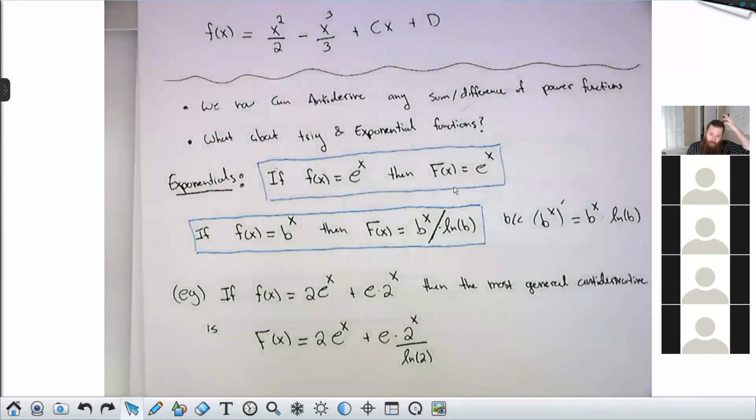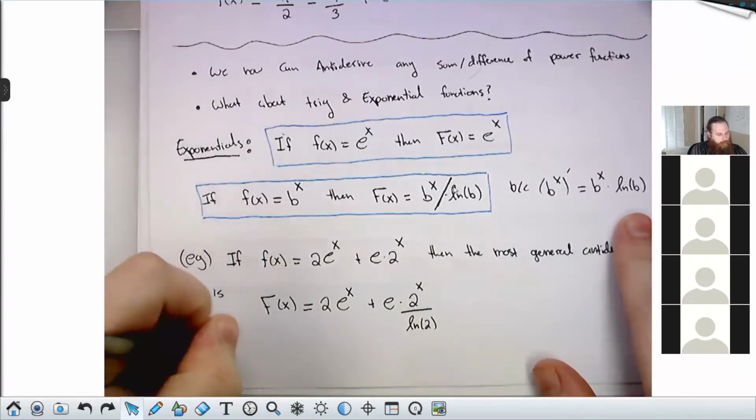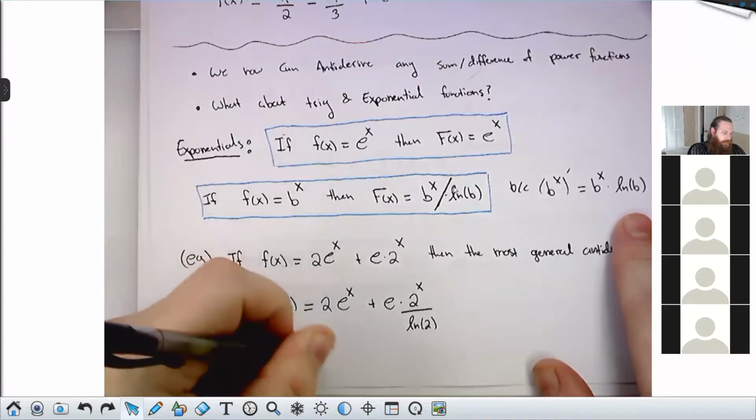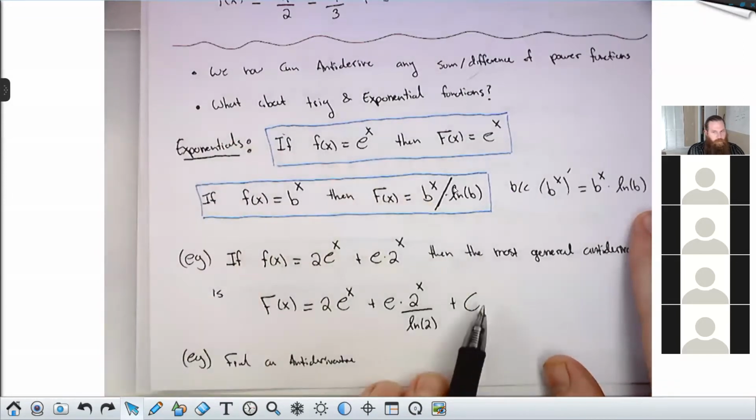Questions on antiderivatives of exponential functions? It's not too bad. Let's try one more. We got space for one more. Let's do another one real simple. Find an antiderivative. Oh, I should have a plus c here, sorry. Yeah, this last guy, because we want the most general antiderivative. I needed my plus c.